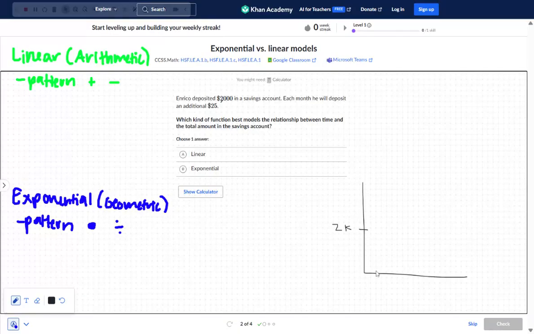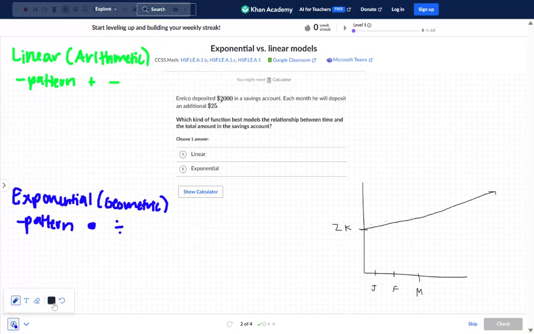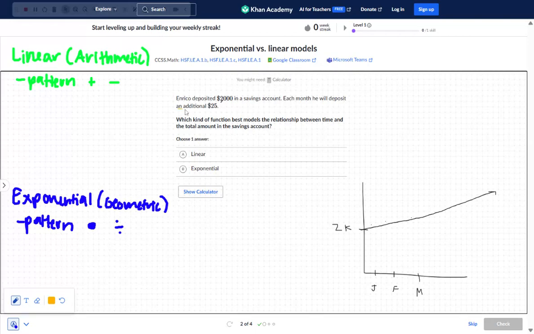And every month, so right, January, February, March, etc., every month he's adding $25. So he's just adding 25. The key word there is that he will deposit an additional 25. So depositing an additional 25, what does that mean? Like I said earlier, he's adding $25 every month. So because he's adding, it's going to be linear.